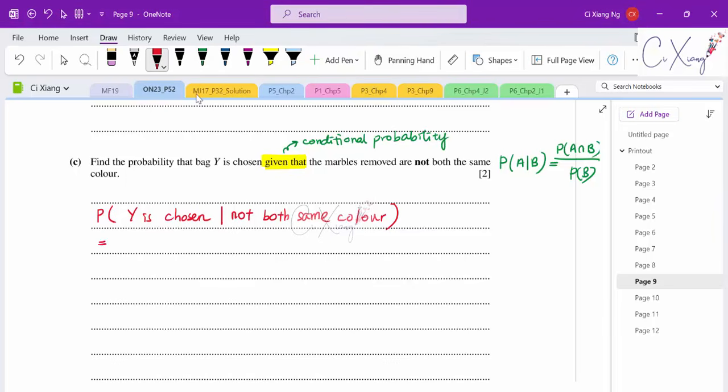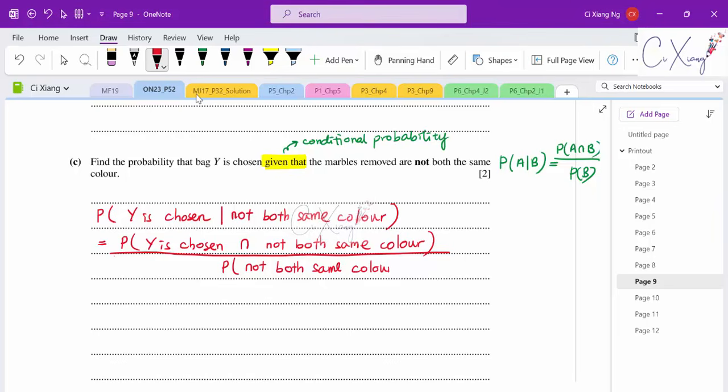If you try to write the formula, okay, according to what we have here, right? So you'll be having Y is chosen intersect with not both same color. Divided by the probability of B, which is not both same color. Okay, then next step is we are going to calculate or maybe try to get what is the probability for Y is chosen and also intersect with not both the same color.